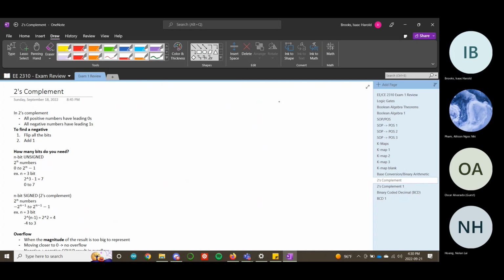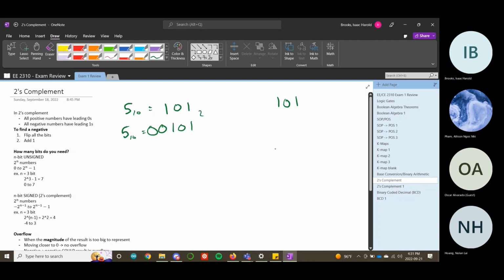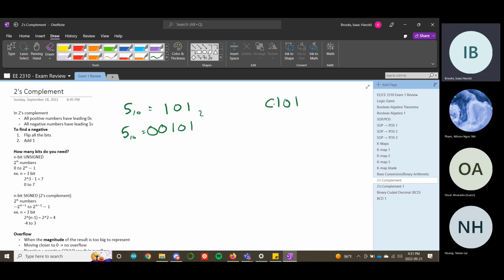So 2's complement, in binary, you were just talking about this. What is this number in decimal? This is 5. 5 in base 10 is this in base 2. If we write 0, 1, 0, 1, that's also 5. If it's a positive number, we can add as many leading zeros as we want. When we're working with 2's complement, our number system changes a little bit. This is still 5, but we need an extra bit.